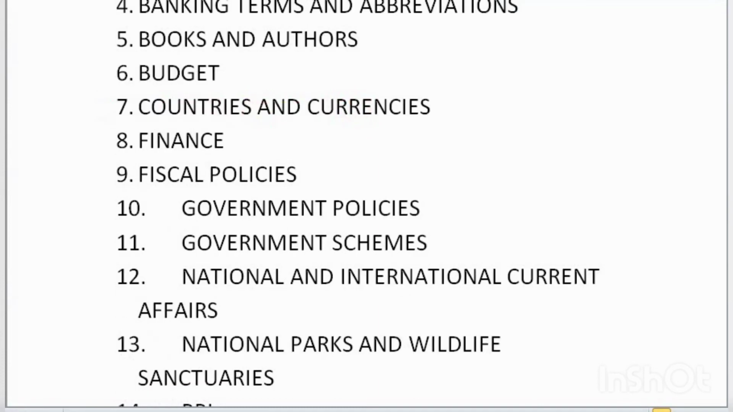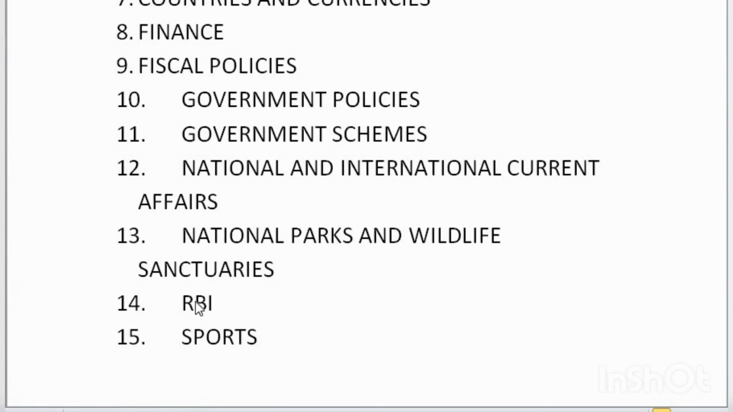and currencies, finance, fiscal policies, government schemes, national and international current affairs, national parks and wildlife sanctuaries, news about RBI or Reserve Bank of India and sports.